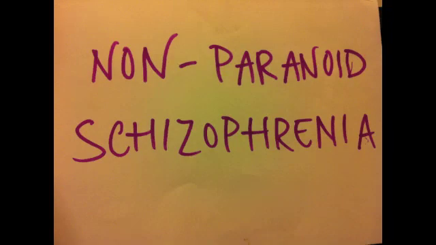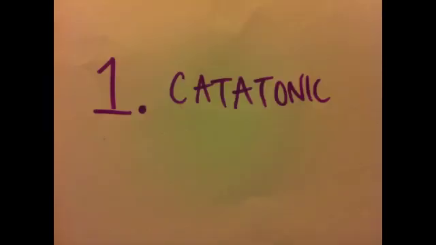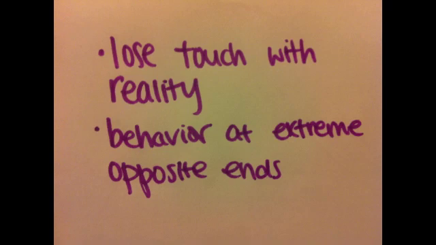Though paranoid schizophrenia is the most common type of schizophrenia and the one most well known, there are 4 other subtypes classified together as non-paranoid schizophrenia. The first subtype is catatonic schizophrenia. This subtype includes episodes of behavior at extreme opposite ends of the spectrum. Catatonic episodes may last for a month or longer without treatment.